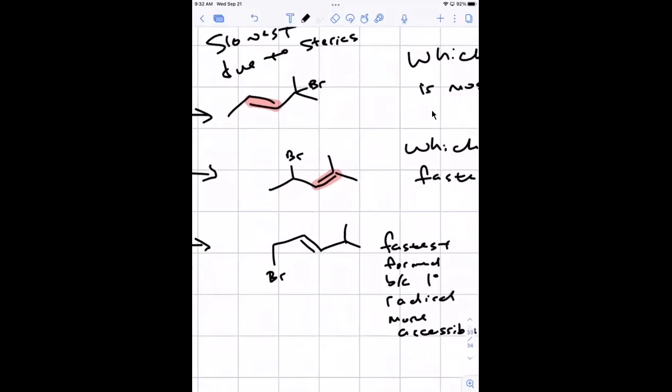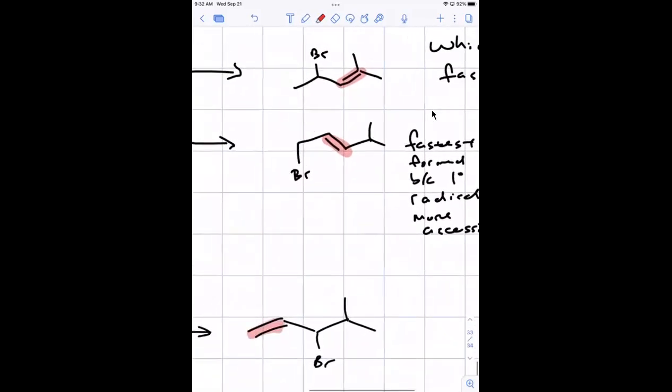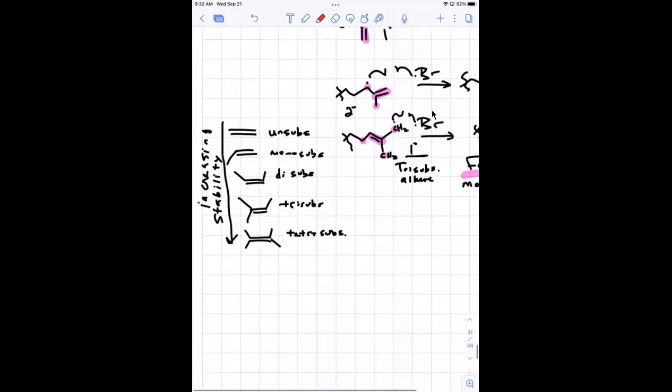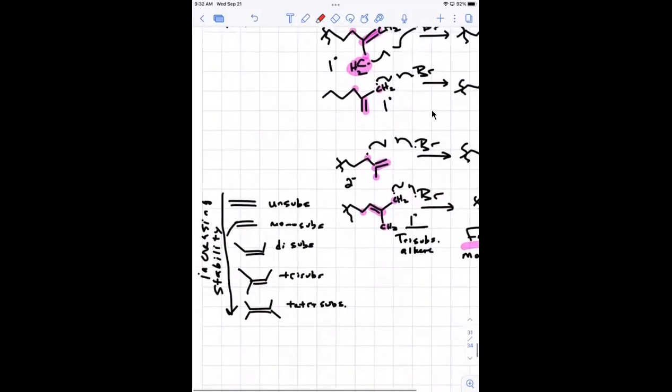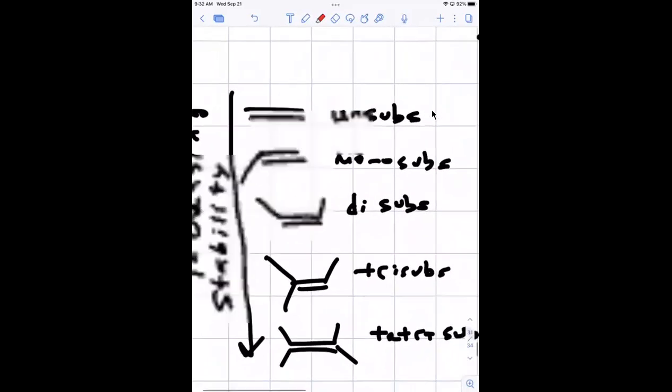Right, so each one of these double bonds has a certain substitution pattern. Let me go back up here and refresh us. We have unsubstituted, which is all hydrogens, monosubstituted, which has one carbon, disubstituted has two carbons, trisubstituted has three, and then tetra has four.